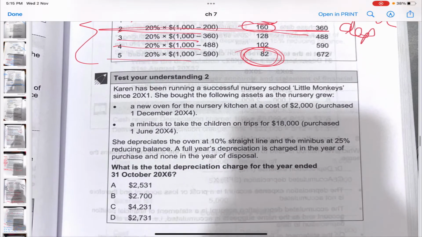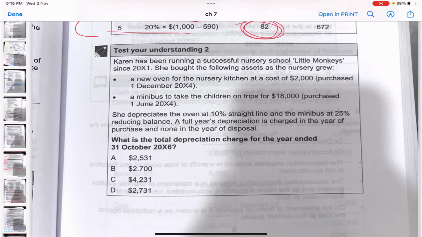Okay, let's start with your test understanding 2. Read it. Karen has been running a successful nursery school, Little Monkeys, since 2001. She bought the following assets as the nursery grew: a new oven for the nursery kitchen at a cost of 2000, purchased on 1st December 2004. So they have given us which asset she bought and what year it was purchased. A minibus to take the children on trips for 18,000.